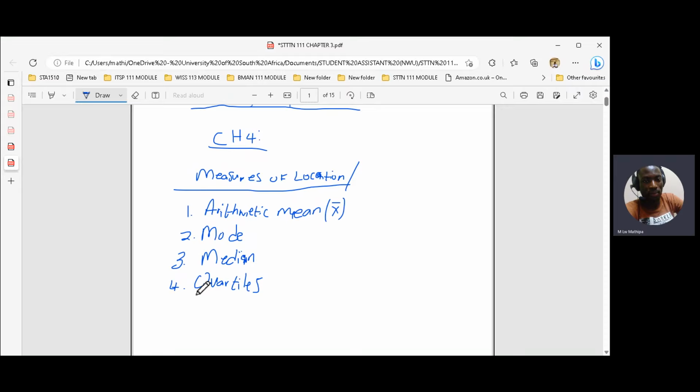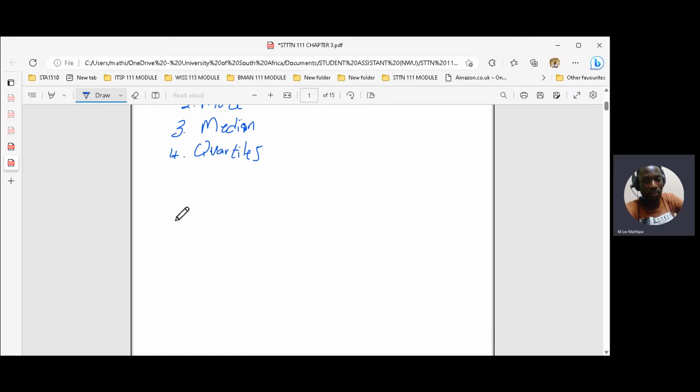Since you all know that we have 4 types of measures of location or measures of central tendency: 1, arithmetic mean, 2, mode, 3, median, 4, the quartiles. Now we have the types of data that we are going to apply on these 4 measures of location. The first is ungrouped data.